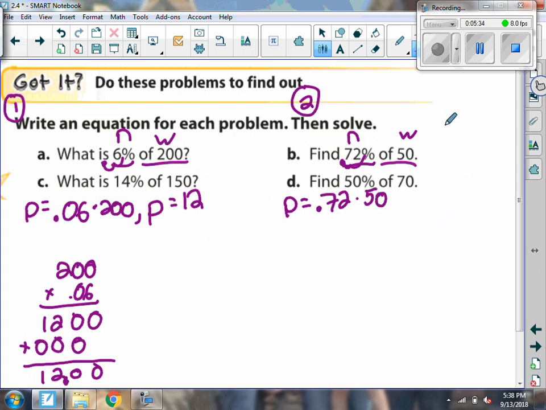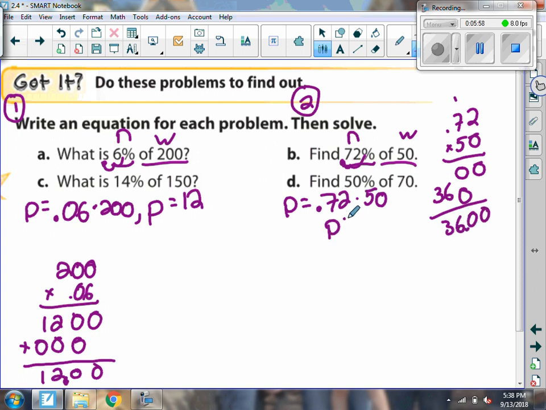So we're going to multiply 0.72 times 50. 0 times 2 is 0, 0 times 7 is 0. 5 times 2 is 10. 5 times 7 is 35, plus 1 is 36. And I have 2 decimal places. So my P is equal to 36.